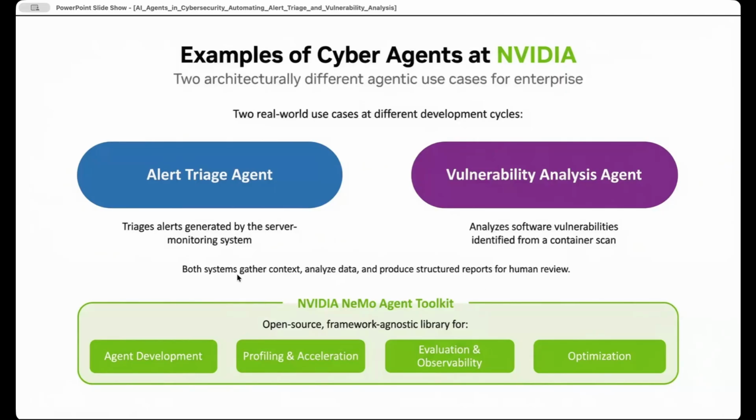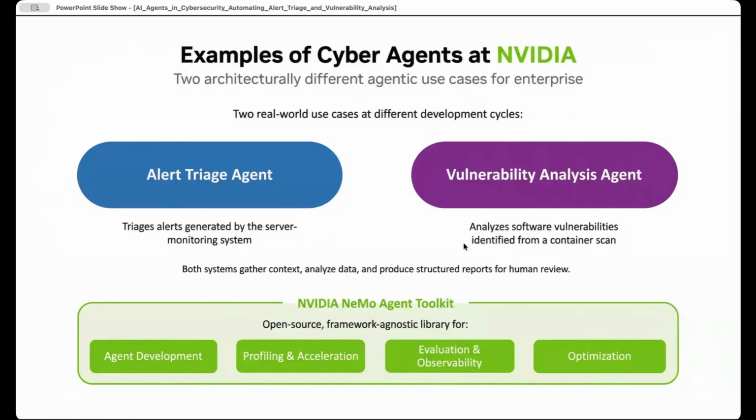Both use cases require gathering context for the problem, automatically analyzing the data, and then in the end, the final outcome of the agents is to provide a structured report for human review. Basically, it facilitates the human reviewer and is going to save up to 30 minutes per analysis for humans.